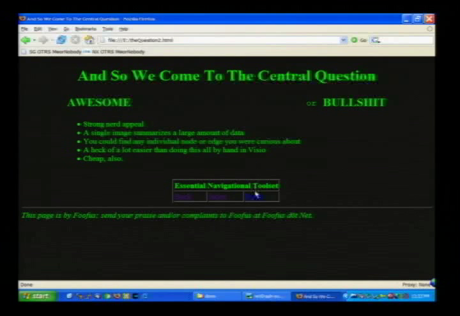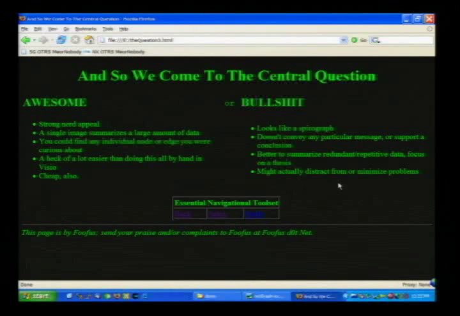However, on the opposing side, it looks just like a spirograph. It doesn't really convey any message. It doesn't support any conclusion, right? So the engineer who said bullshit said it's better to summarize data that's redundant or repetitive. You saw like 96 sites that looked exactly the same. They all had 4 net blocks hanging off of them. You probably all noticed that, right? And so graphs like this might actually distract from the information that you're trying to find, and it might minimize the importance of problems, and that's not what we want when we're trying to make a point about security.